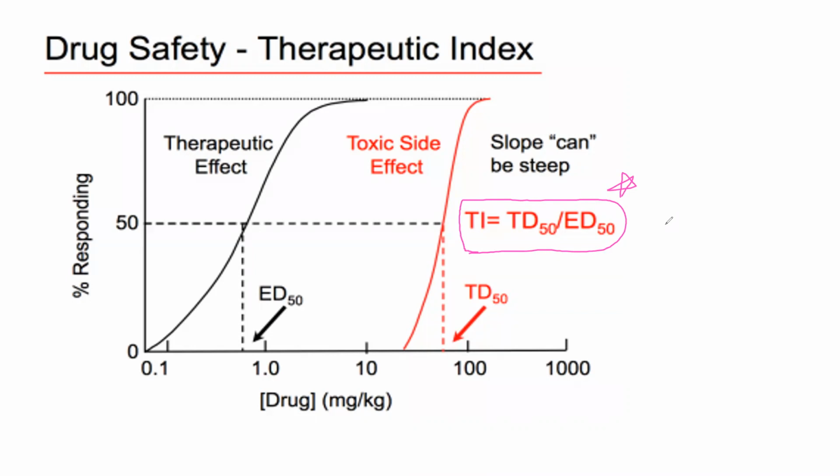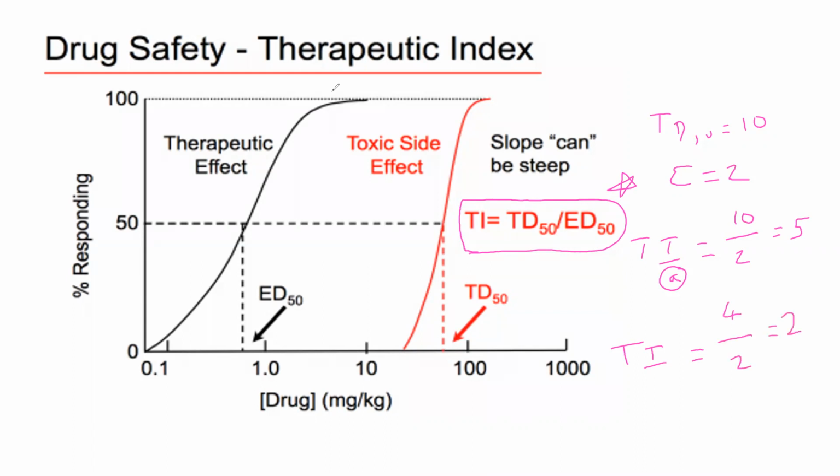For example, in the first case, toxic dose 50 is some 10, and effective dose 50 is some 2. Then what is the therapeutic index? Toxic dose 50, 10 by 2. This is 5. In the second case, toxic dose 50 is 4 and effective dose is 2. Then what is the therapeutic index? 2. See here, in the first case it is 5, and in the second case it is 2.